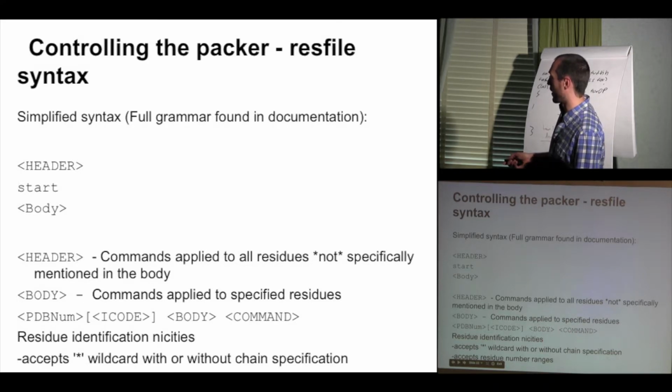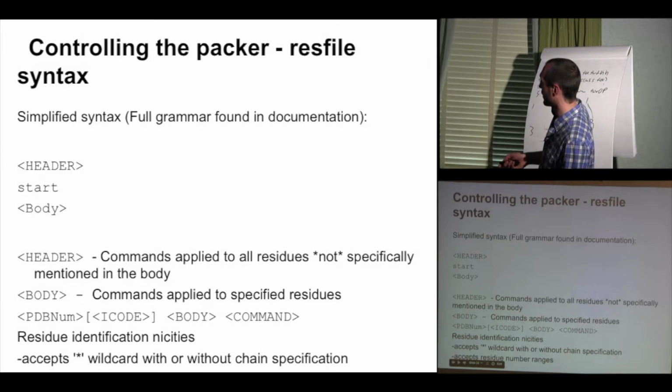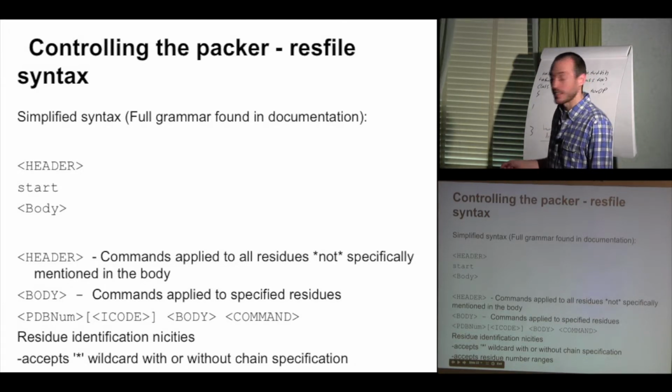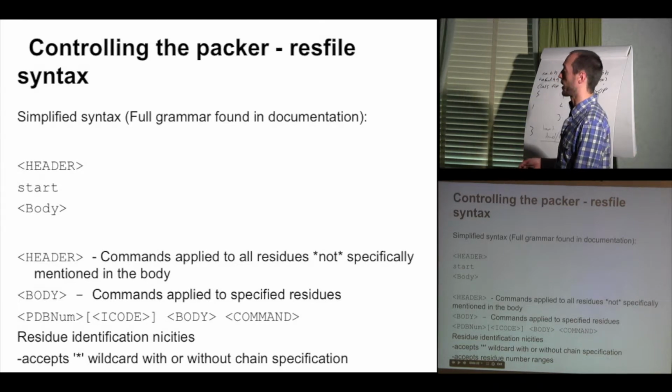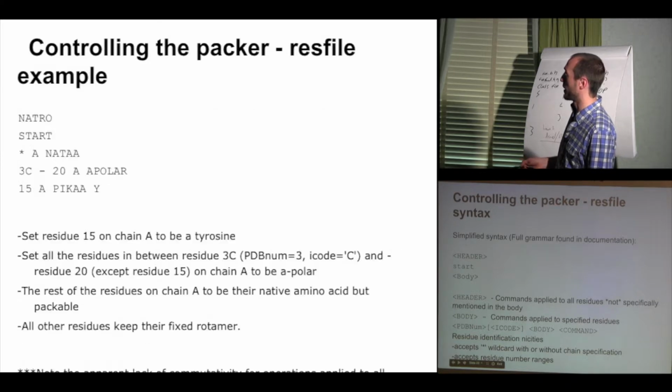And then a command. I don't think this is right. I don't think this should be body, because that would make it recursive, which is not what we want to do. Yeah, that should be chain. And then the command. Sorry for the typo. This identification accepts wildcards, which we'll look at, and residue ranges. So it's a nice syntax for controlling the packer from the command line.